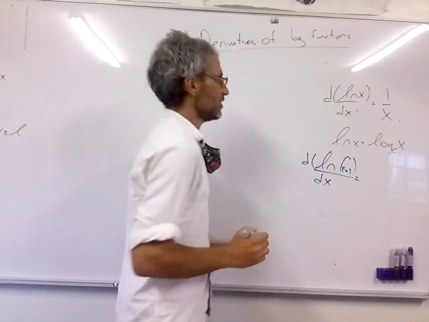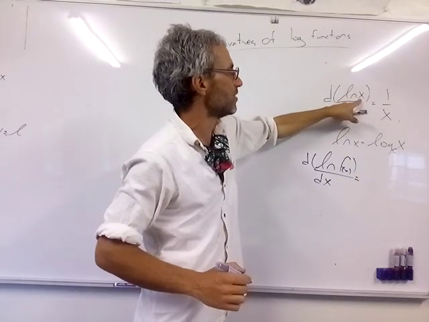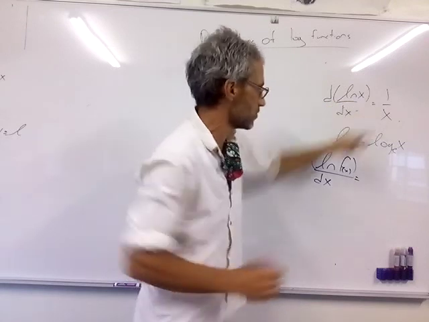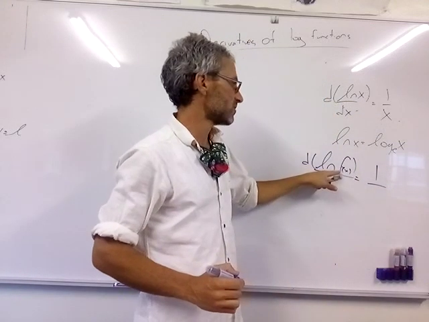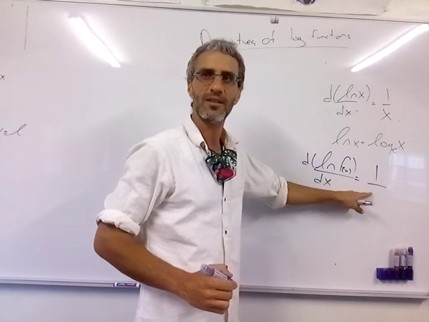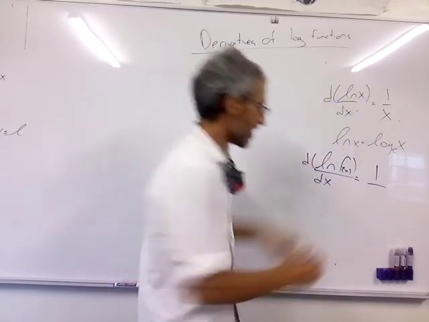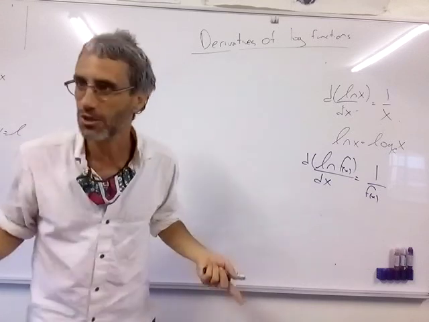What happens to the x here? When I do the derivative of the logarithm, what happened to x? It was just 1 over x, right? So now if instead of x, I have f of x, what will I have at the denominator? Exactly. f of x can be any function.